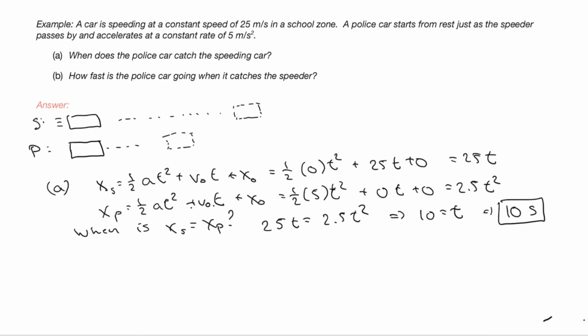After 10 seconds. And now in part B, to figure out how fast the police car is, well, we just need to use the second kinematic equation, v equals at plus v0, and plug in the relevant information for the police car in order to solve for its velocity. In this case, we simply fill things in, and what we get is 50 meters per second.